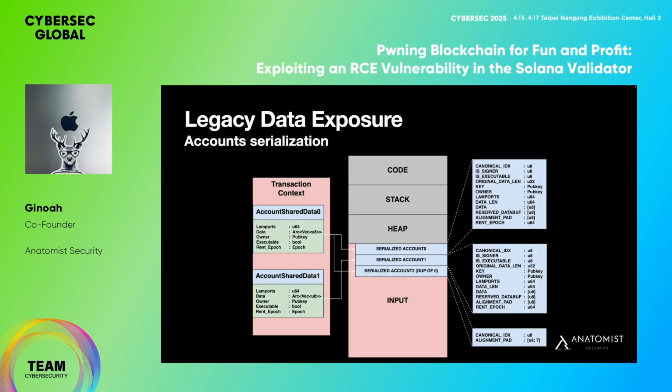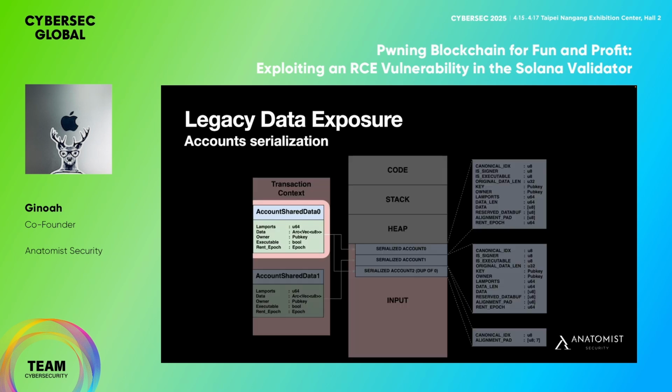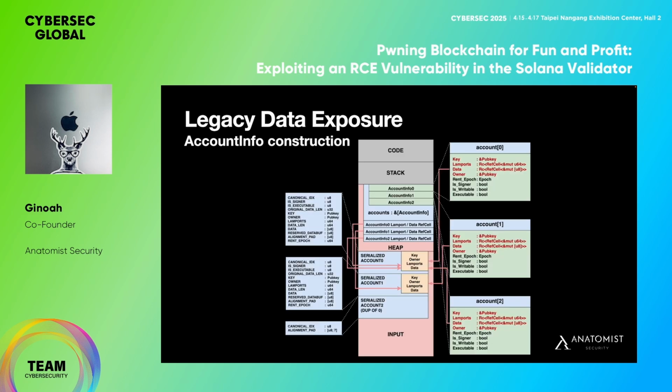Here's a view of how accounts are loaded into virtual memory. At the beginning of every transaction, the account list mentioned earlier is loaded from the database and stored in the account shared data structure within the transaction context. Later, these accounts are serialized into the input region, allowing the VM to access them. For example, account 0 and account 1 are serialized into the input section, with all fields such as the key, owner, lamports, and data being serialized together. After loading the account into memory, account info structures are reconstructed from the serialized data.